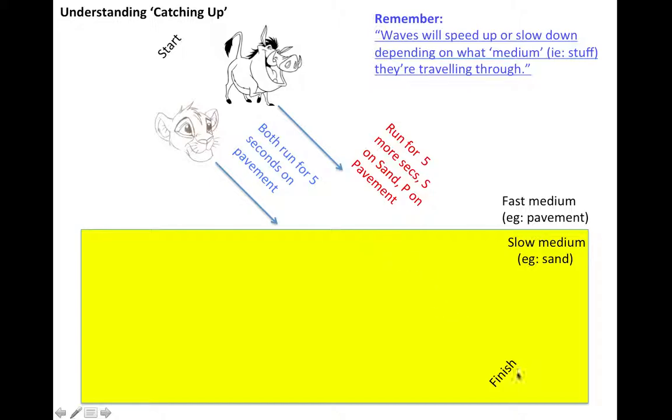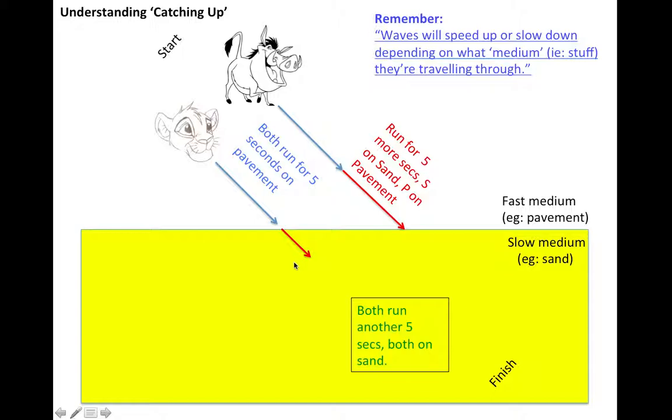Who's going to be closer to the finish line? Well, now Simba's run on the slower medium, so he's going to not have travelled as far. And how far is Pumbaa going to have travelled? Well, he will have travelled exactly the same distance as he did the first time, because he's still running the same speed. So he will have travelled this arrow's distance again. Let's see what happens. Yep, he travelled exactly the same distance, whereas Simba travelled a shorter distance.